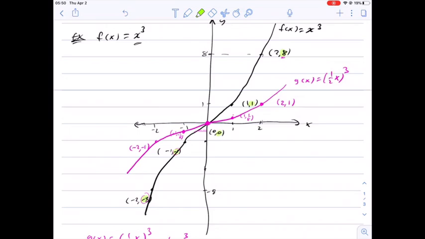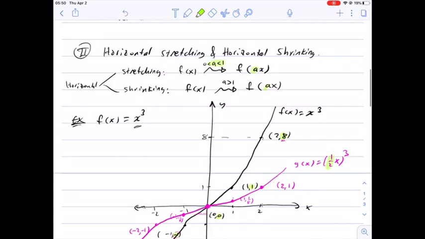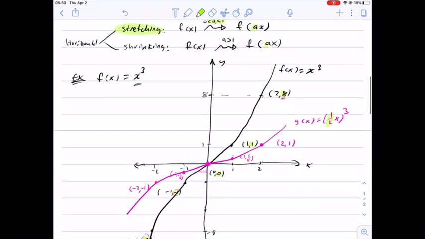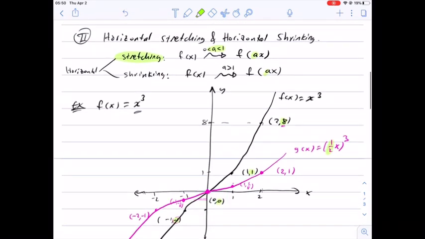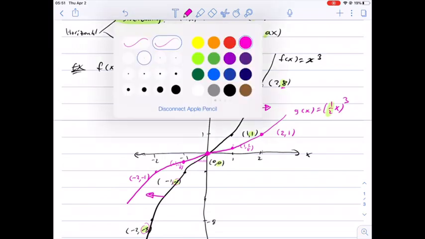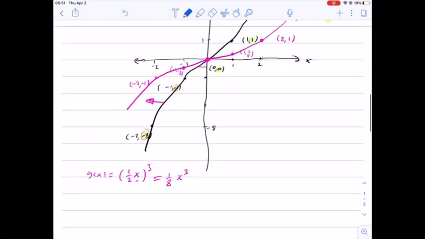So multiplying the variable of the basic function by a constant that's less than 1, we get the graph stretched. So we have stretched horizontally. As we can see, this basic function stretched horizontally, as you can see from here and from here.